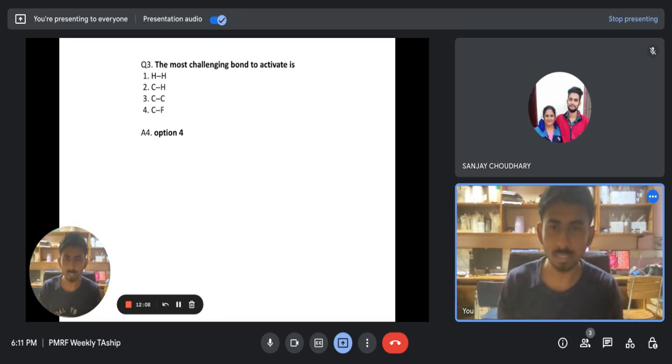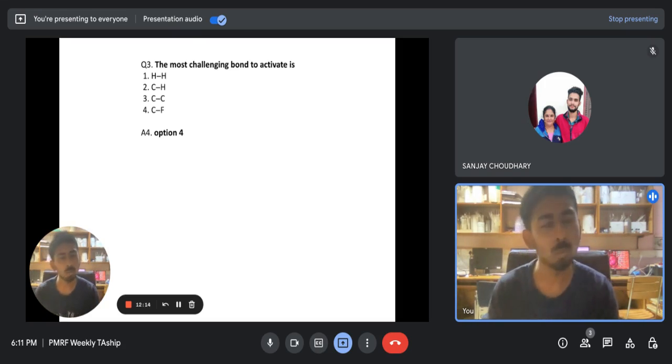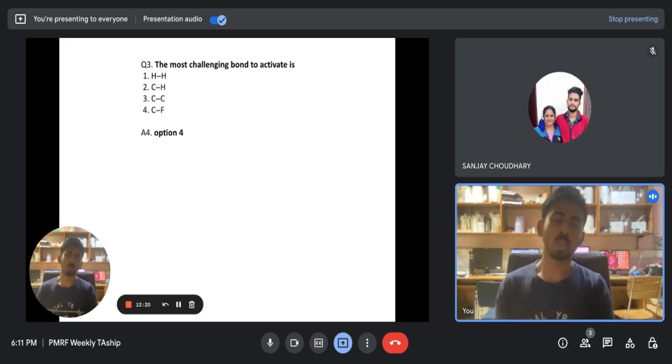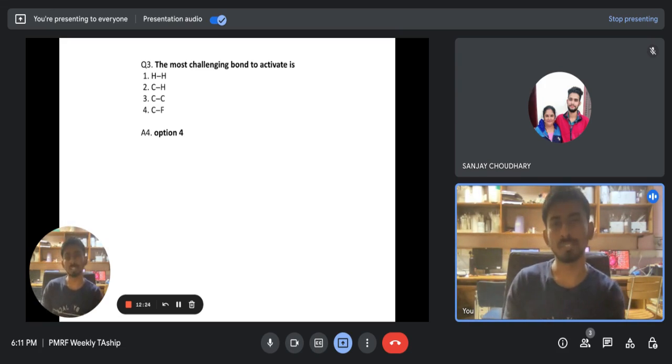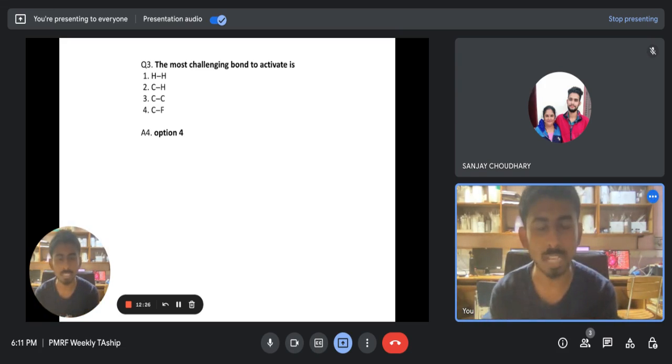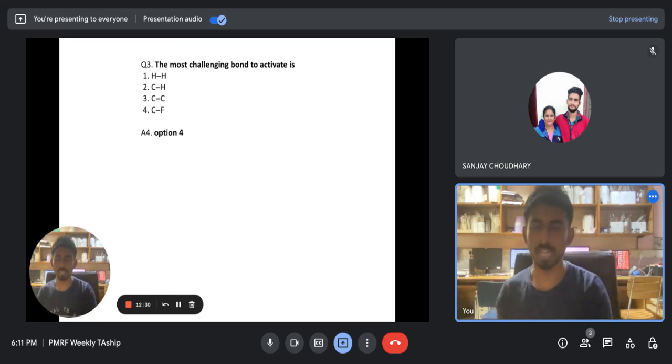Now, the correct option is option 4, that is the carbon fluorine bond. One by one we will discuss how we get the answer, why the CF bond is the most challenging bond to get activated. So HH and CC. Let's come to the HH and CC bonds at first. These are homonuclear bonds among all the options, and CH and CF bonds are heteronuclear.